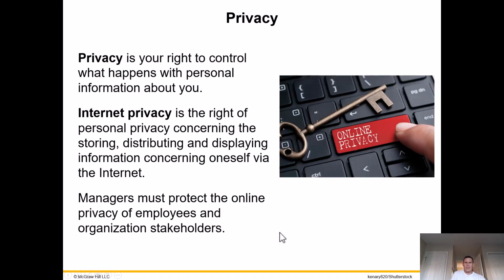Now let's talk about privacy. Privacy is your right to control what happens with personal information about you. Internet privacy is the right of personal privacy concerning the storing, distributing, and displaying of information concerning oneself via the internet. Managers must protect the online privacy of employees and, of course, organization stakeholders.